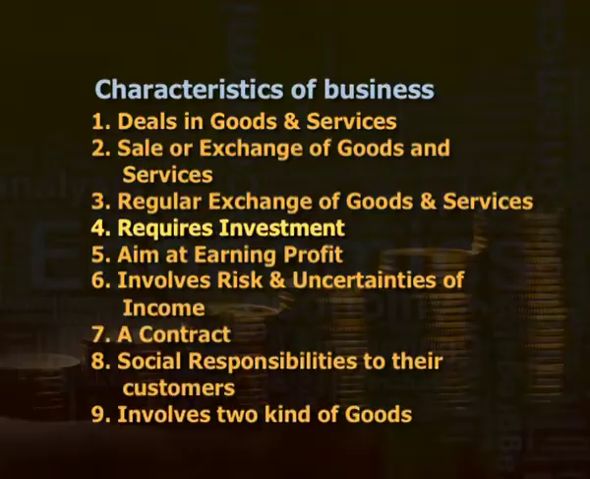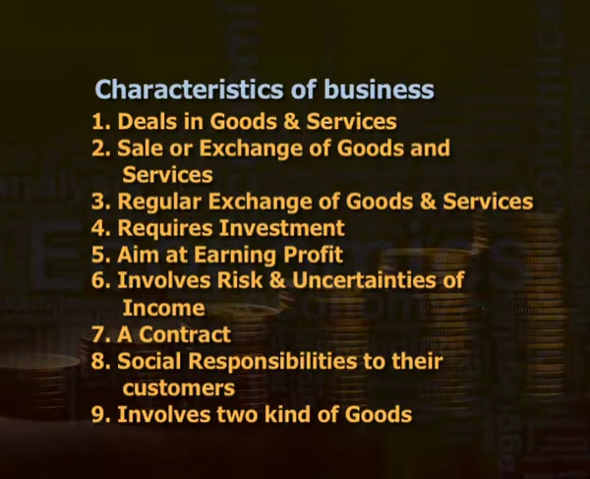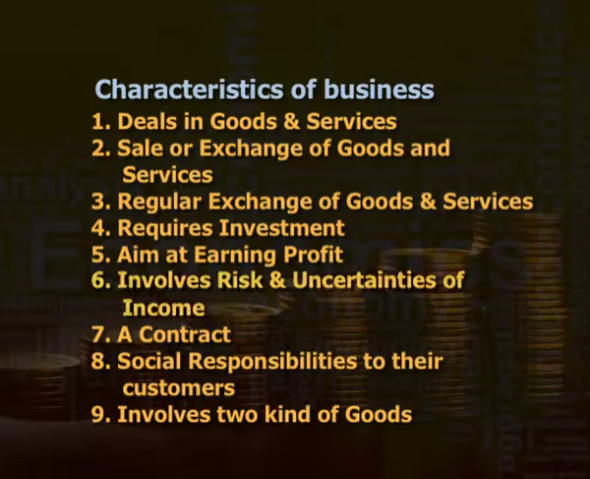Third is regular exchange of goods and services. The production or buying and selling activities must be carried out on a regular basis. Fourth is requires investment. Every business activity requires some amount of investment in terms of land, labor and capital. Fifth is it aims at earning profit. Business activities are performed with the primary objective of earning income by the way of profit. Sixth, it involves risk and uncertainties of income. The businessman who has invested their money in various resources expects a fair amount of return.